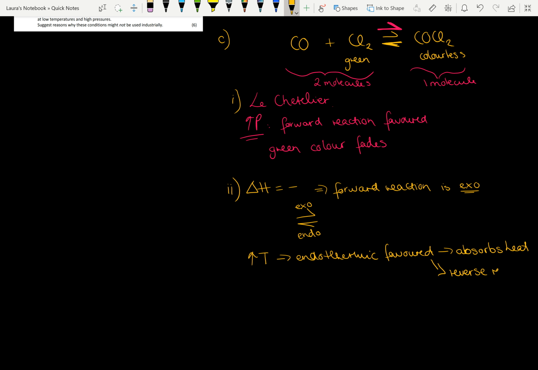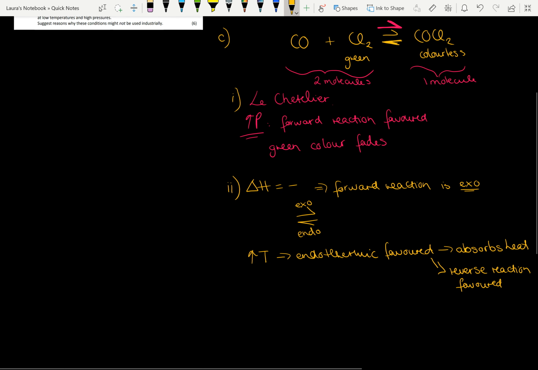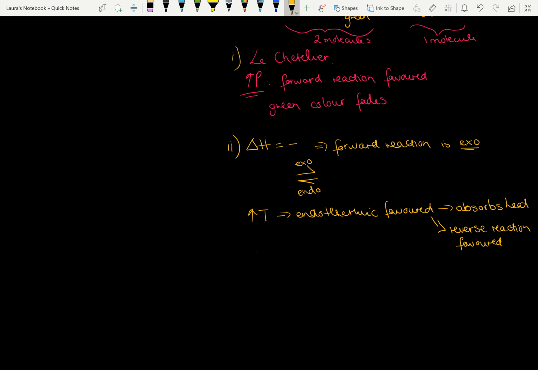So if the reverse reaction is favored, what's going to happen to our yield of phosgene? So the reverse reaction is actually the reaction that uses up our phosgene. So therefore, if we increase the temperature, the yield of phosgene will decrease.